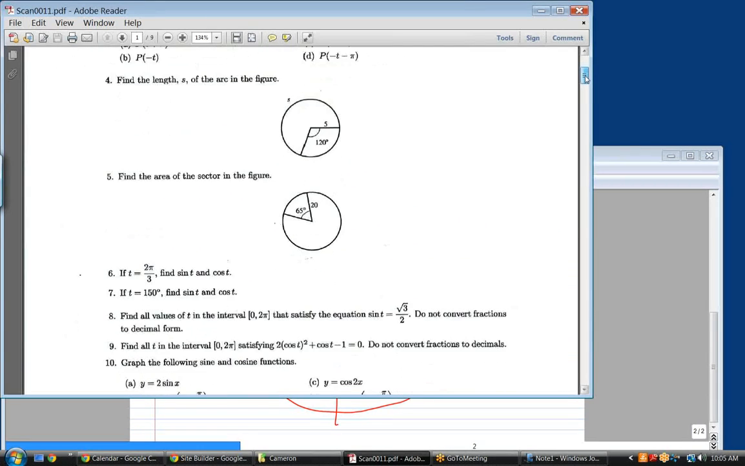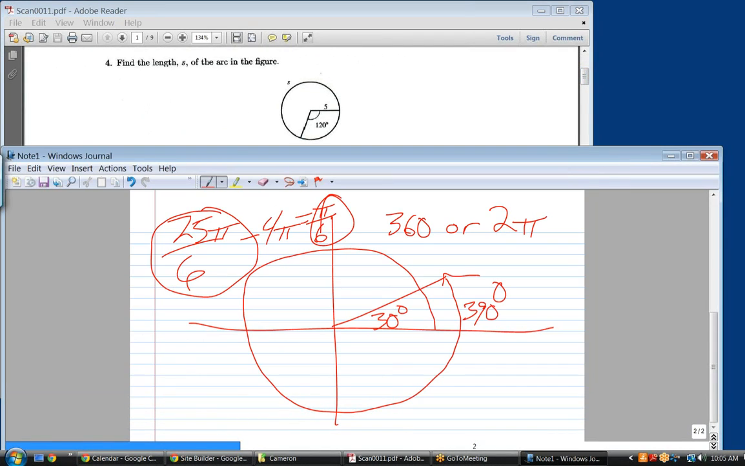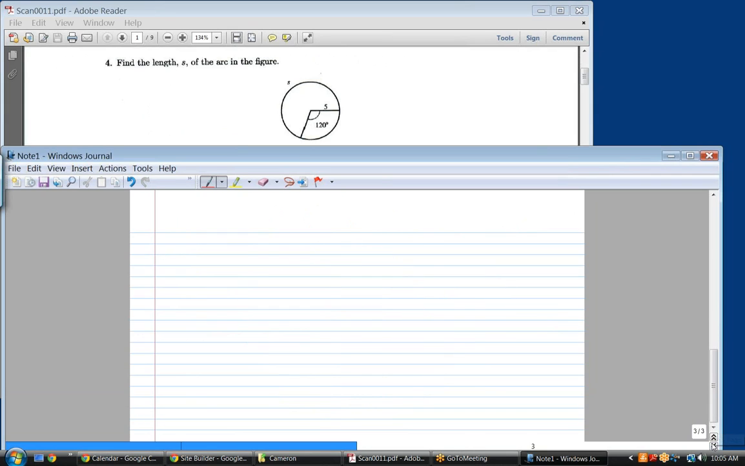About number 4. You know how to do 4? We should go over 4. We've been over it in class, but I just don't remember how it goes. Well, let's look at this as a geometry problem. It's not really a trig problem, it's a geometry problem. What's the total circumference of this circle? Is it pi r squared or 2 pi r? I need to look that up. It's 2 pi r.